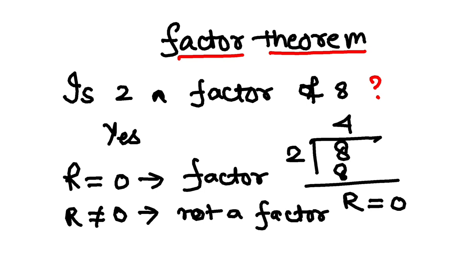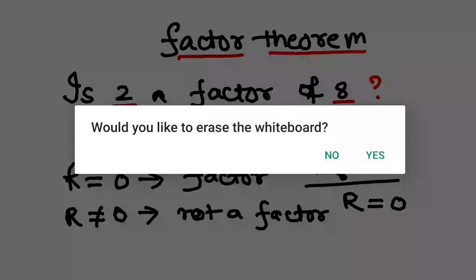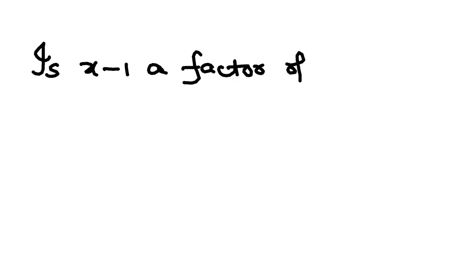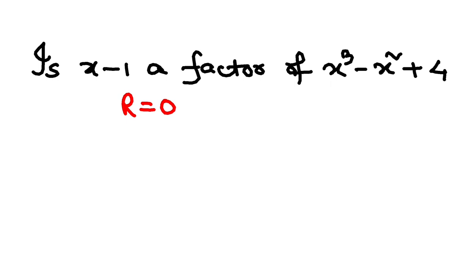Okay, now I have taken a number in this question. Let's extend this concept to a polynomial. Let's say I have a question like this: is x minus 1 a factor of x cube minus x square plus 4? What I'll do is find the remainder. If the remainder is 0, then obviously it is a factor. If the remainder is not 0, then it's not a factor, right?